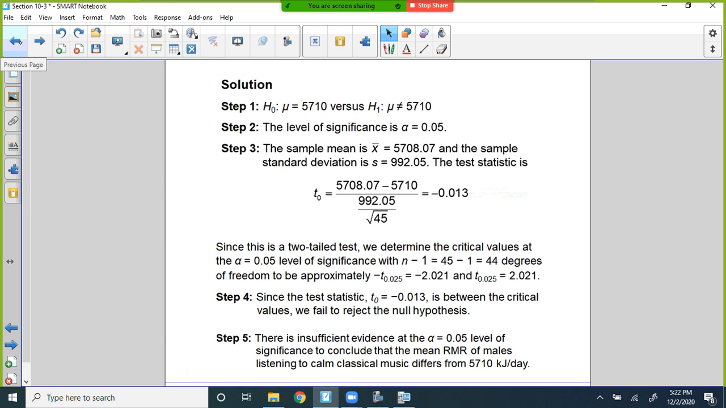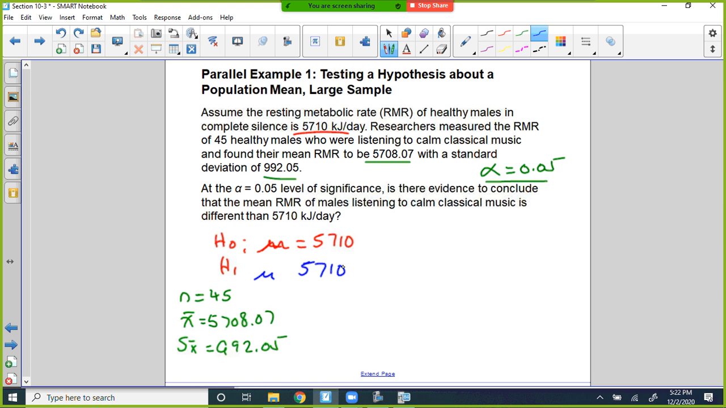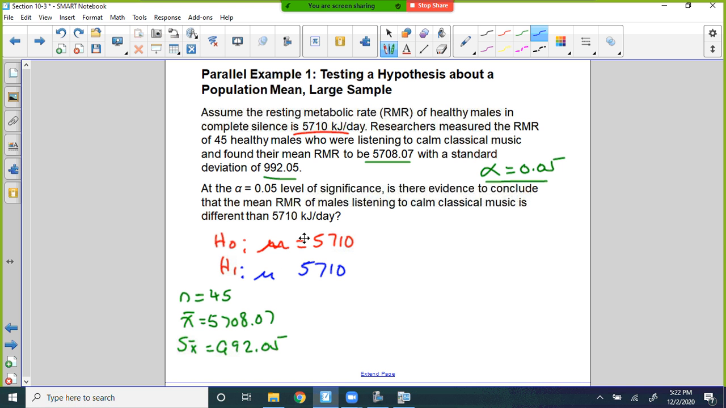All right. So looking at this, for our alternative hypothesis, if the mean is equal to 5710, their claim, is there evidence to conclude that the mean resting metabolic rate of males is different than 5710. Notice that they didn't say it was greater or less than, right? They just said it's different. So that would be not equal to, which would be a two-tailed test, right? A two-tailed test.